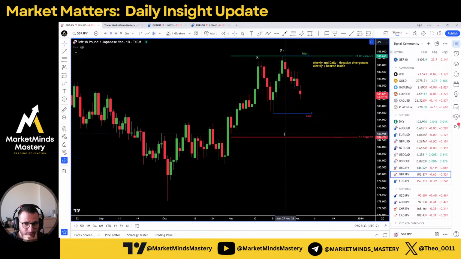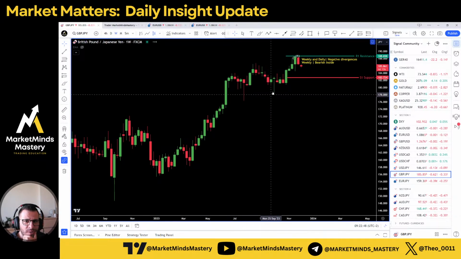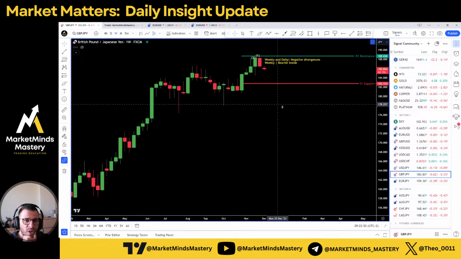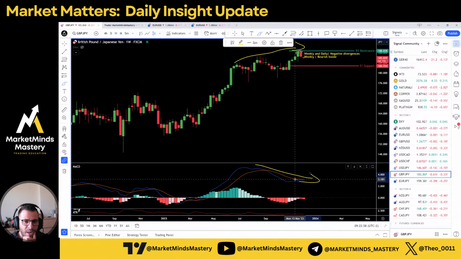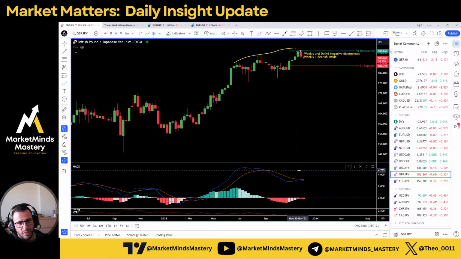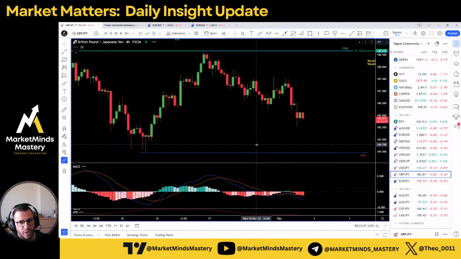Next one is the pound Japanese yen. Price makes lower highs and lower lows. I have a note here on the weekly and daily. There is negative divergence, and the weekly also has a bearish inside candle, this one here. You see divergence on the weekly chart: price makes higher highs and the MACD makes lower highs. So on the daily chart, yes, I'm looking for short positions as well.